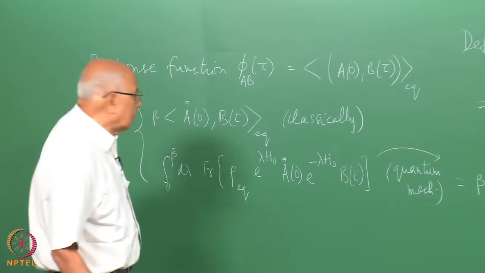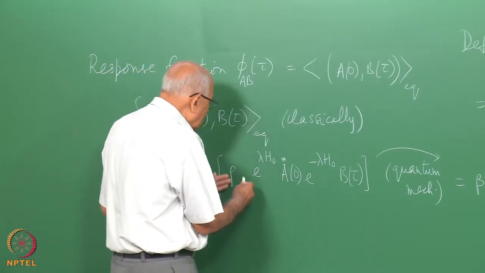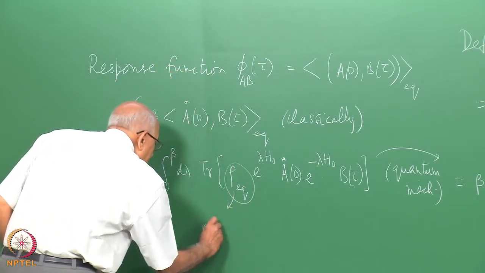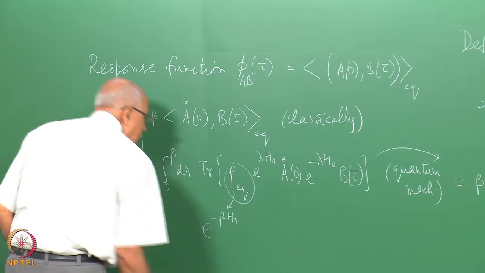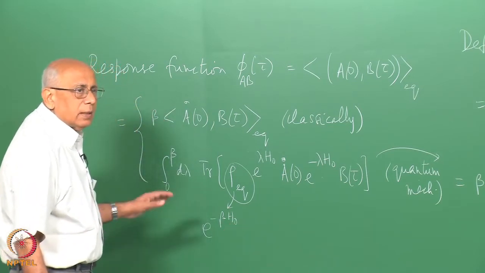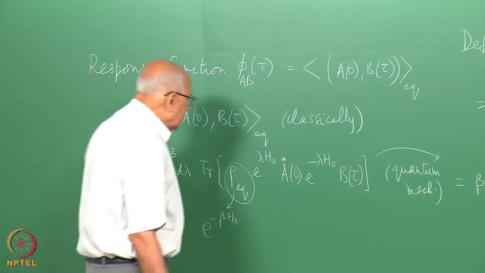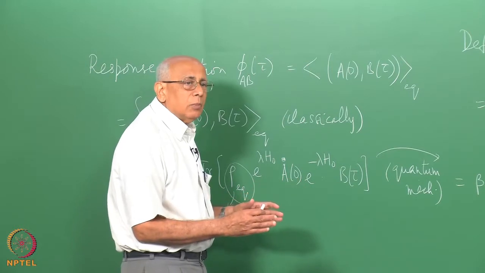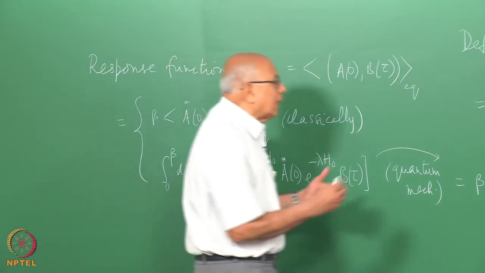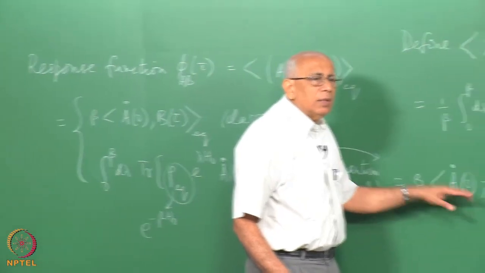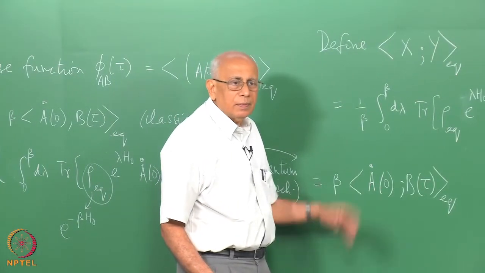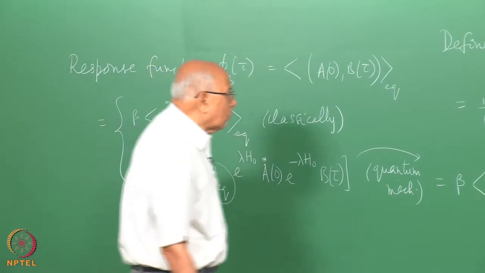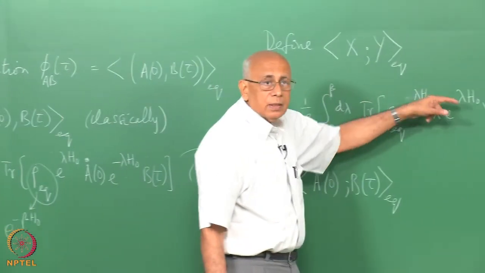By definition. So this whole rigmarole with rho equilibrium, which is e to the minus beta h naught, is normalized such that the trace of this quantity is 1. This makes sure that both the classical and quantum cases look alike. In the classical case, the semicolon is just deleted, it reduces to just the product. In the quantum case, you have to order these operators in this careful fashion.